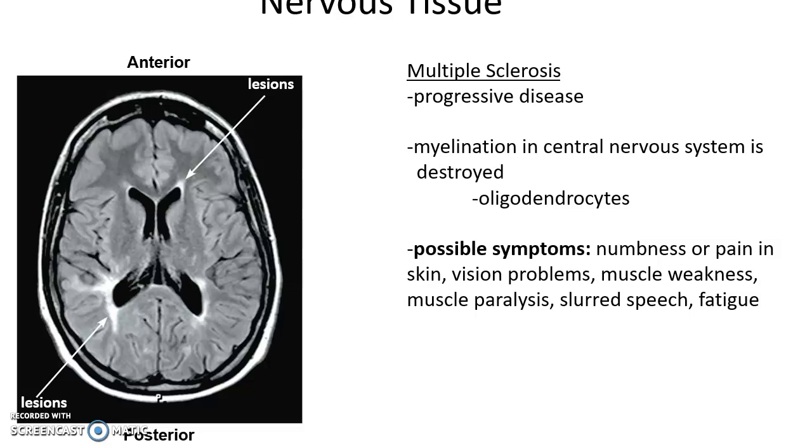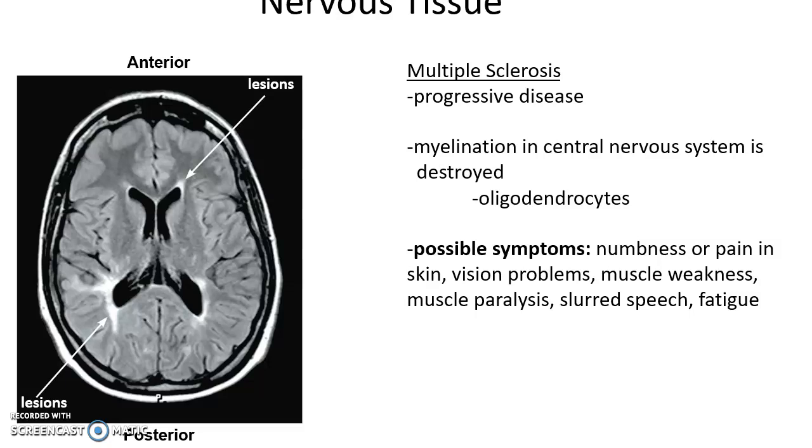Possible symptoms of multiple sclerosis include numbness in areas of the body or maybe pain in the skin, as neurotransmissions are getting messed up because they're not going fast enough. Vision problems, again, the visual information not arriving fast enough to relate what you see in the real world to what your brain is able to process. Muscle weakness, because you're having trouble sending those motor commands out. Muscle paralysis, slurred speech, fatigue.